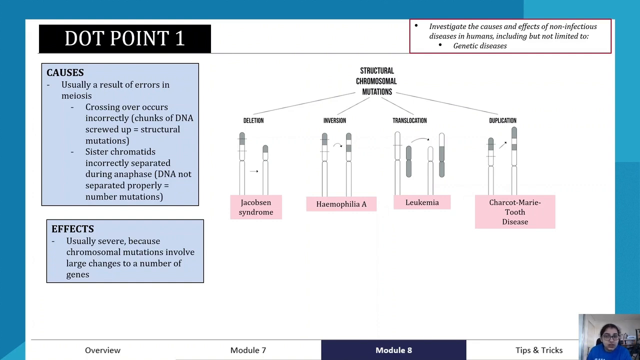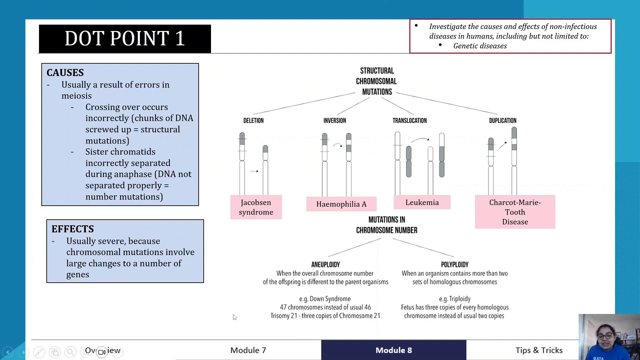Effects are usually severe, and that is because chromosomal mutations involve a large number of genes and changes to those genes, and that's going to then cause changes to the protein sequences and so on. So mutations in the chromosome numbers: there is aneuploidy, which is when the overall chromosome number of the offspring is different to the parent's chromosome number. So in Down syndrome, there are 47 chromosomes instead of 46, and that is because chromosome 21 has 3 copies, and this is what I was just mentioning in terms of the sister chromatids not separating correctly, and that can cause an uneven number of chromosomes as well.